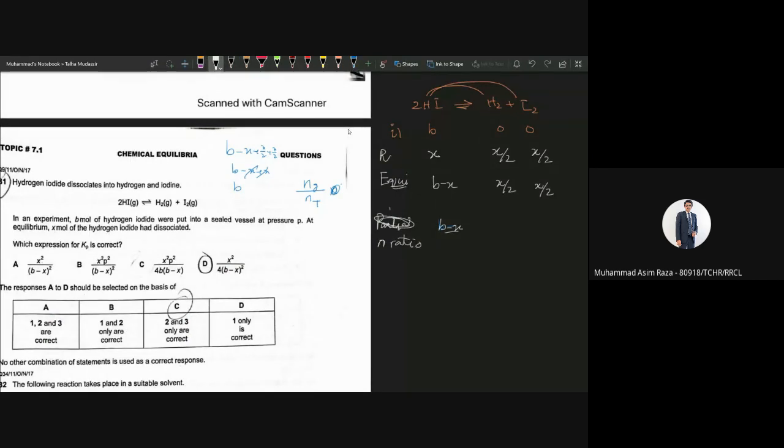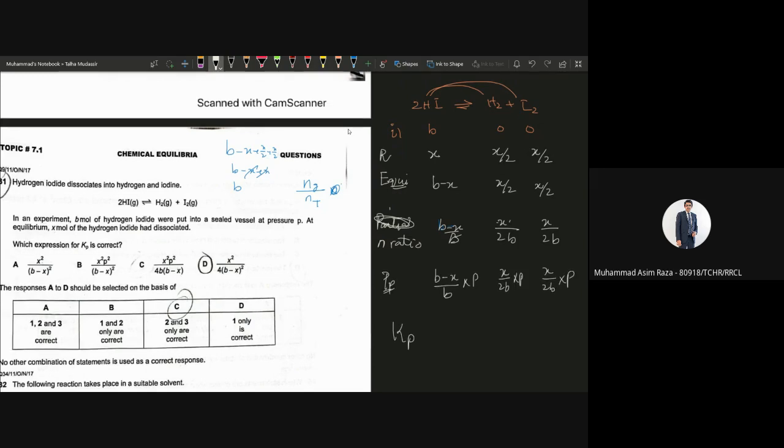So you have b as the total number of moles. Mole ratio is b minus x over b, and x over 2b, and here also x over 2b, since x over 2 is divided by b. This is the mole ratio. Now we can find out the partial pressure. Partial pressure is always the mole ratio multiplied by the total pressure.